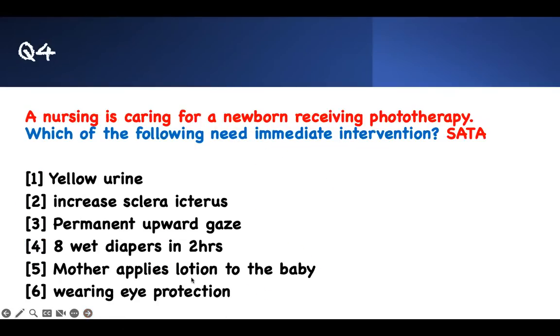Next one, select or apply. Which of the following need immediate intervention? Once again, something that I immediately need to intervene on right away. A nurse is caring for a newborn receiving phototherapy. You've got to bring your content with you. This is a buzzword. This is a buzzword. When you add them together, rewriting the question: kid getting phototherapy, what should you worry about?